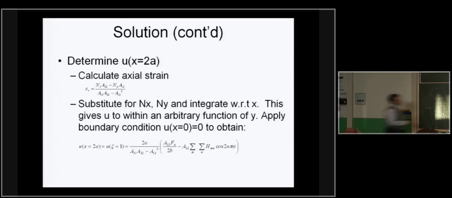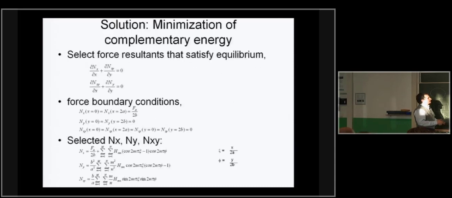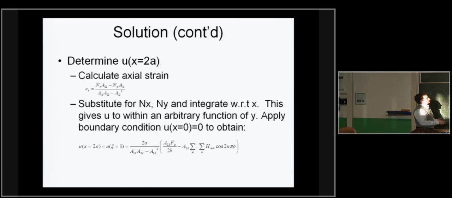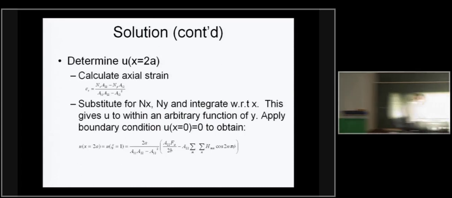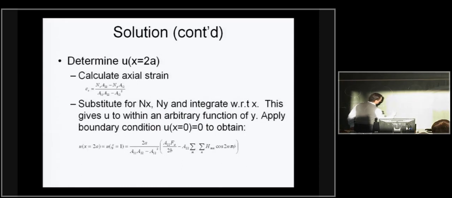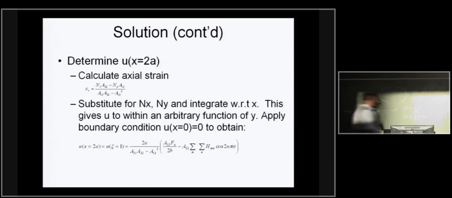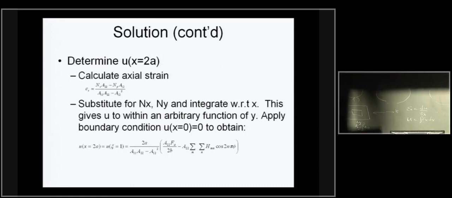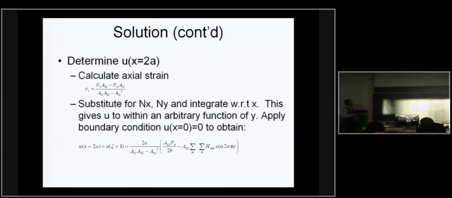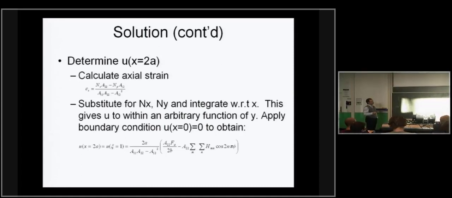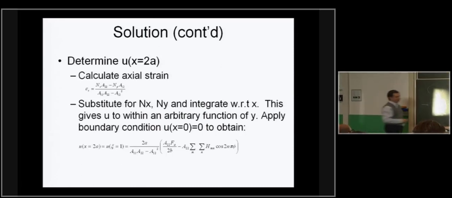So if I take my nx and ny from these expressions and substitute in here and integrate with respect to x, because epsilon x is du by dx, I can find my u will be the integral of epsilon x dx. That's exactly why we are integrating with respect to x to find the displacement. And if I evaluate it at x equals 2a, I will find this expression here, which is also a function of the HMNs, which are still unknown.